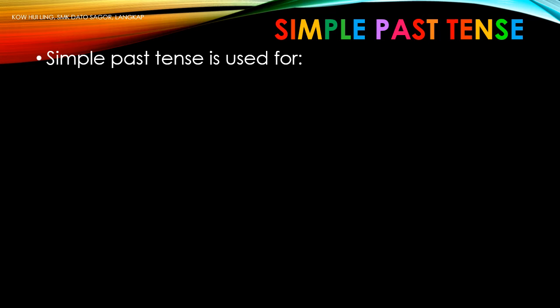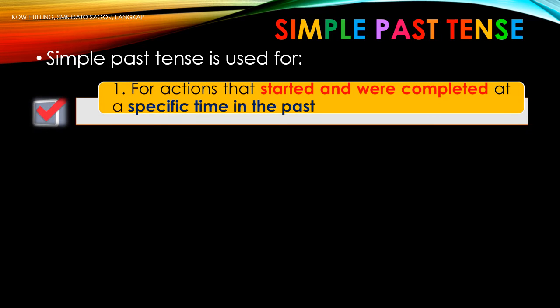Simple past tense is used for actions that started and were completed at a specific time in the past. In other words, it refers to actions that we did or we began, okay, and finished or ended at a specific time in the past.